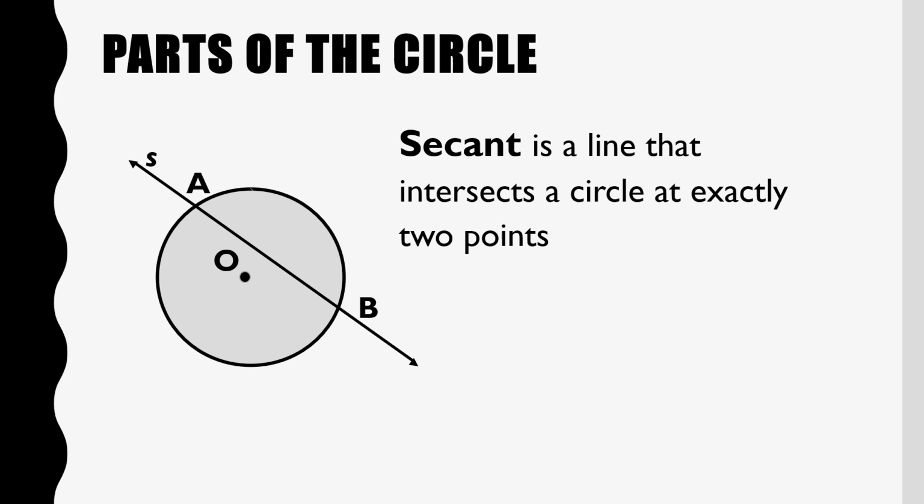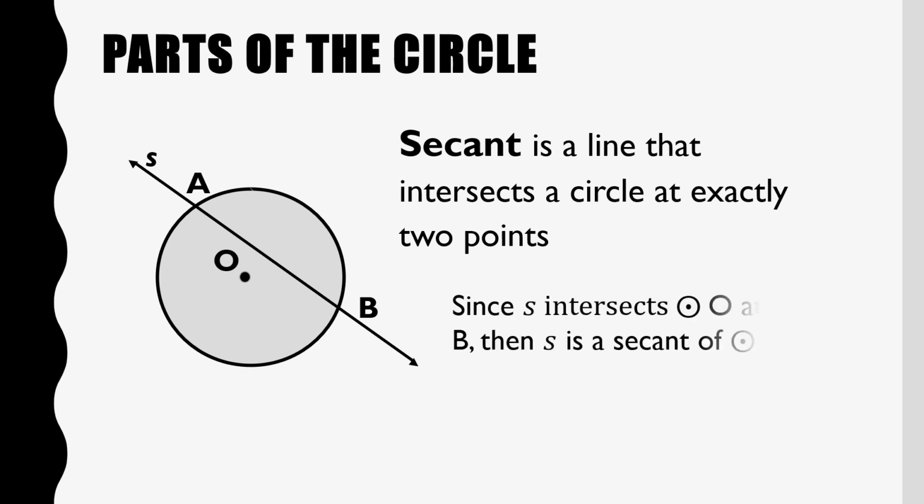Secant line is a line that intersects a circle at exactly 2 points. Since line S intersects circle O at A and B, then we say that S is a secant of circle O.